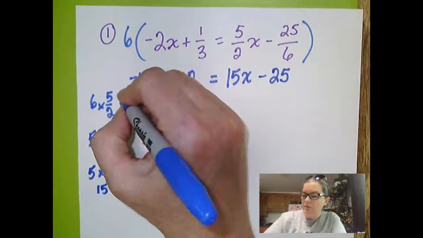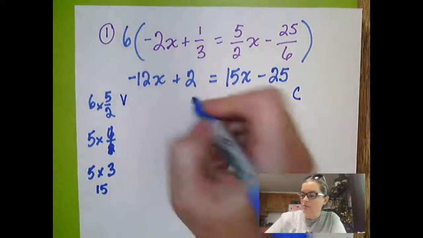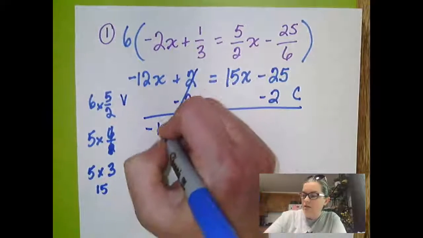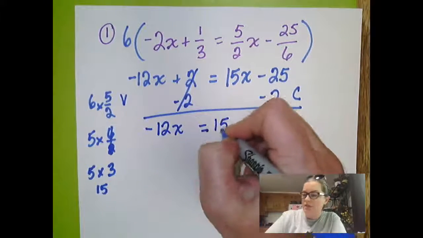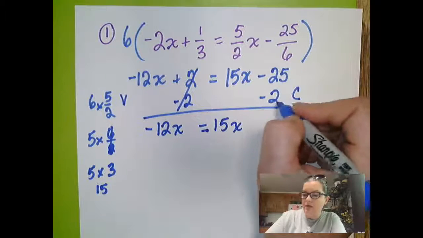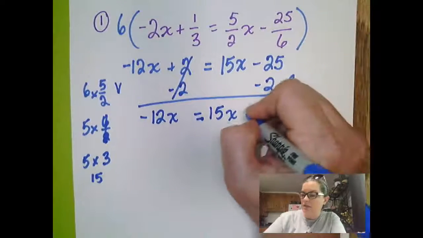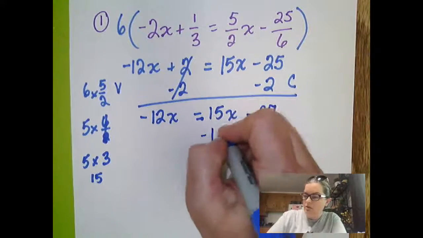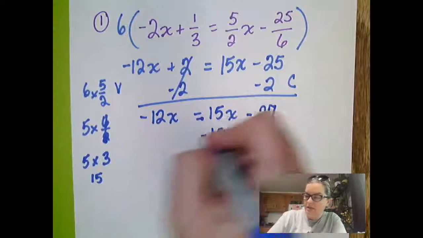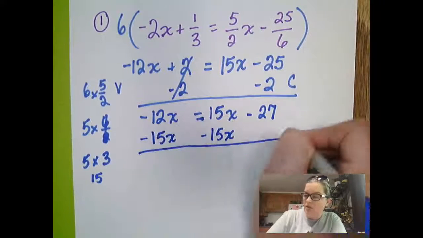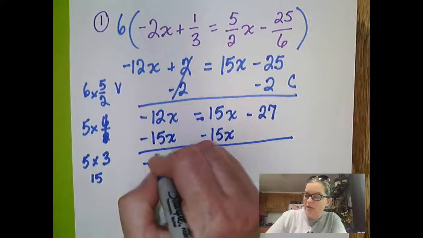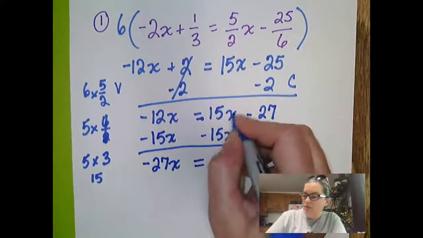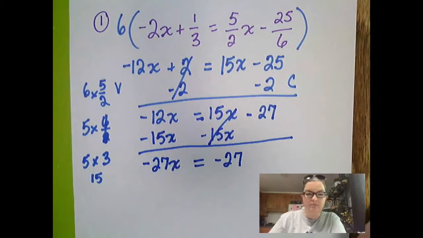All right, so now you've just got an integer equation to solve. Variables on the left, constants on the right. I'm going to subtract the 2 from both sides. I get negative 12x equals 15x minus 27. Then I'm going to subtract the 15x from both sides. Both of these are negative, so I add them and stay in a negative. I get negative 27x equals negative 27.